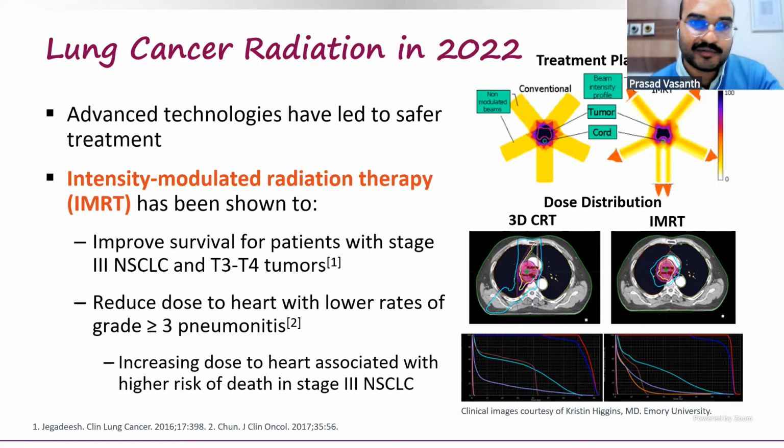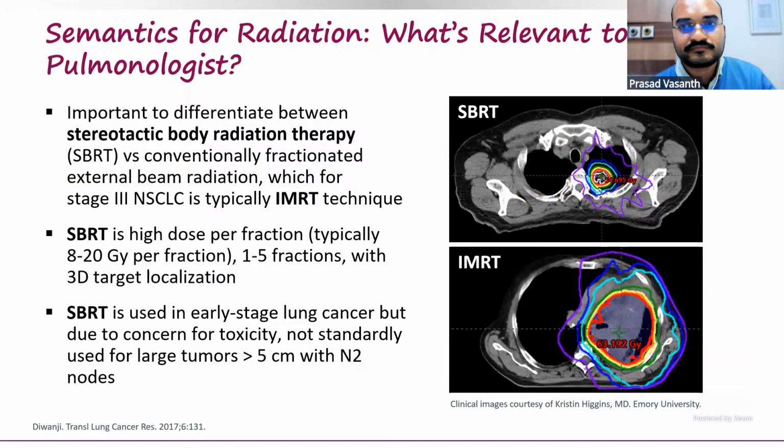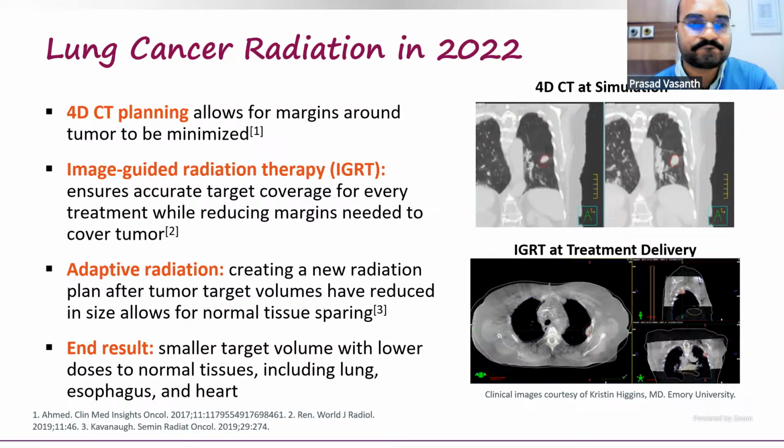So what are the developments in radiation therapy in lung cancer management? Intensity modulated radiation therapy has been shown to improve the survival of patients with stage 3 NSCLC, T3 T4 diseases, by reducing the exposure to organs at risk, and also giving adequate dose distribution to the primary, and also the development of stereotactic body radiation and IMRT. Other improvements include 4D CT planning, IGRT, adaptive radiation.